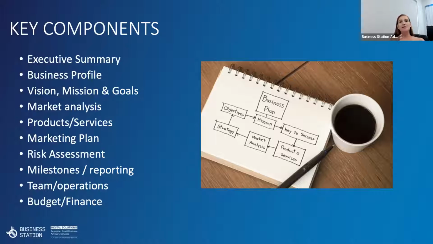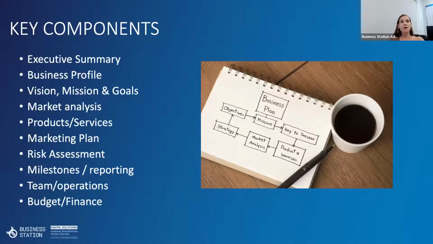Now, what the business plan should include is really up to you as an individual. There's no set rule about what your plan has to cover or the level of detail, but in general, plans need to cover a certain amount of information to be valuable documents. Now, I've bullet pointed on the screen some of those things.